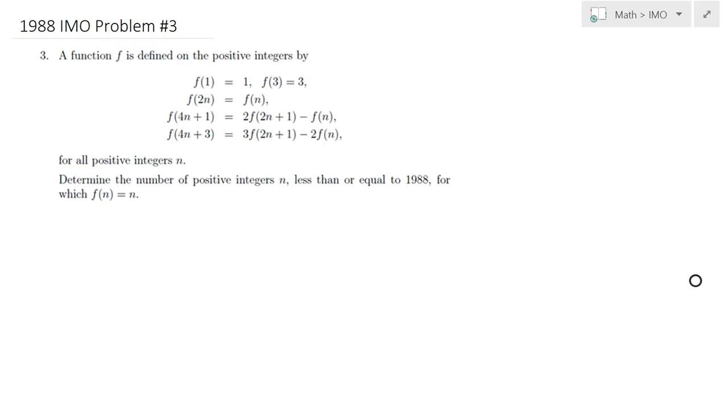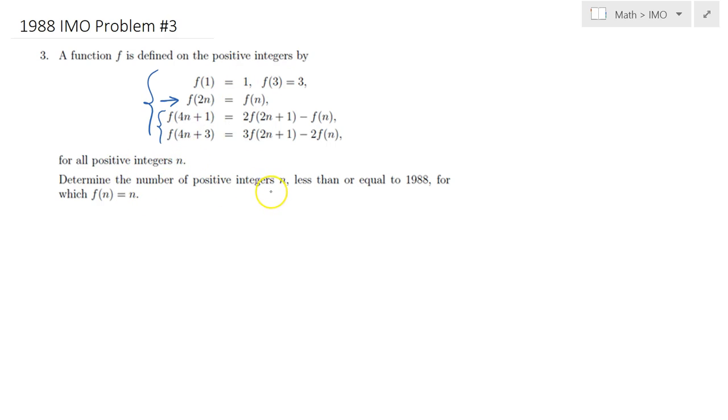Hello everybody, in this lecture we will be solving 1988 IMO problem number 3. Here is a view of this problem. A function f is well defined with the following. For even numbers it is defined as such, and in the odd case, depending on if it's equal to 1 mod 4 or 3 mod 4, the function maps the domain element to the corresponding terms. Okay, so this function works for all positive integers n.